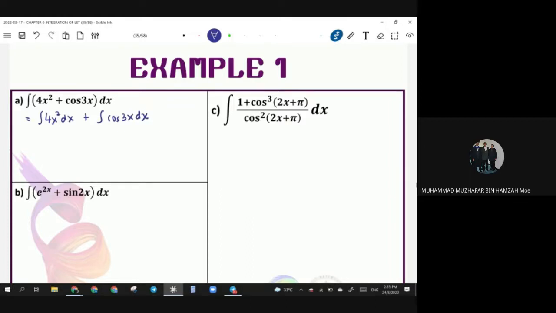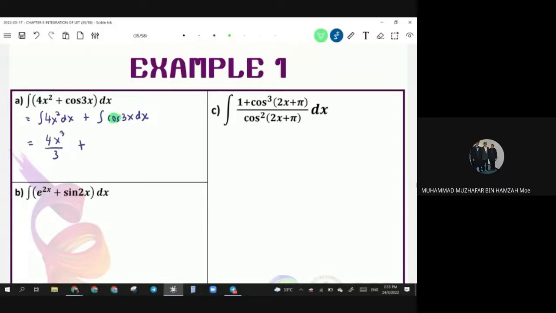Boleh saja. Okay, let's say if you want to integrate direct je, means you really understand this. So this one can be integrated straight away. Integrate the 4x squared, kita akan dapat dia sebagai 4x cubed over 3. No, sorry, we don't have the dx anymore. Okay, so integrate the cos 3x. So integrate cos dulu.